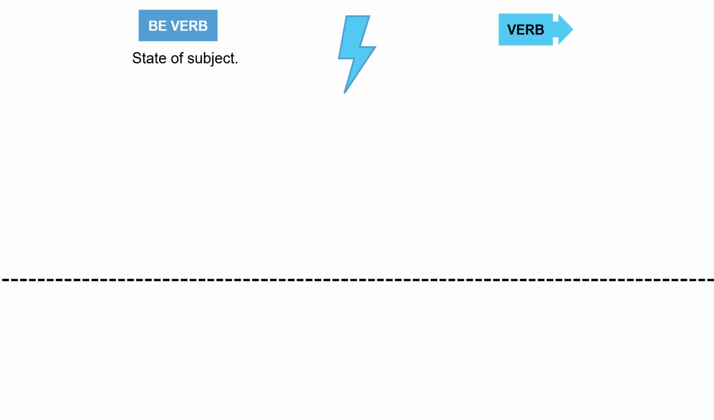Okay, now we're going to talk about verbs, the energy. As I said, there is the be verb, which gives the state of a subject. The be verb is like am, are, is. We also have other verbs, which are action verbs. They show the action of a subject. These two verbs are very different. The rules are very different.